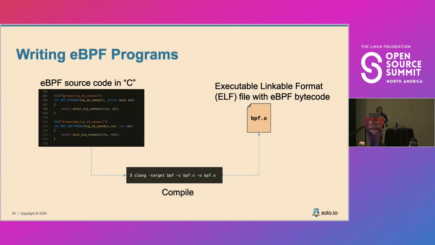As you can see, we have an EBPF program written in C. That's simple source code. We essentially said if it's an enter into the TCP connector events, we're going to execute this method, and if it's an exit from the TCP connector events, we're going to execute this method. Then you can use your compiler, in this case Clang, to compile your EBPF code, which generates the bytecode we mentioned earlier, that is the BPF.o, which is the executable and linkable format ELF file with EBPF bytecode.